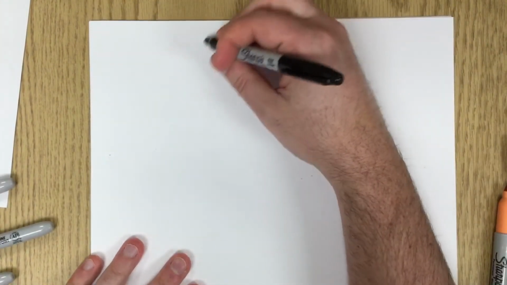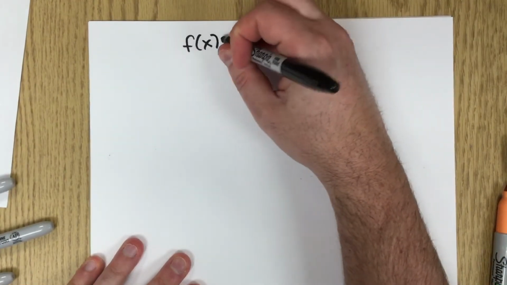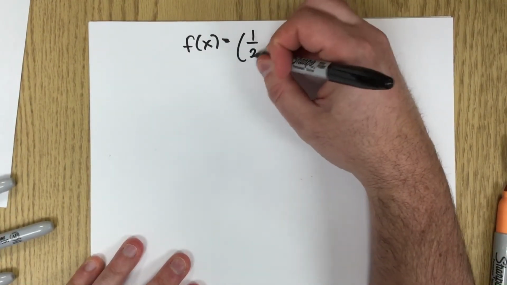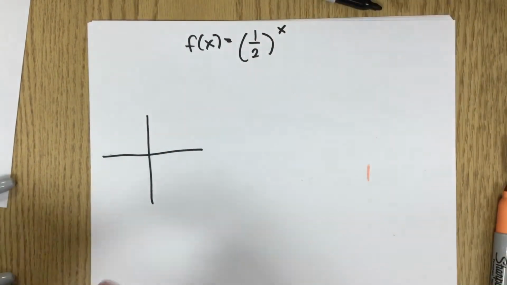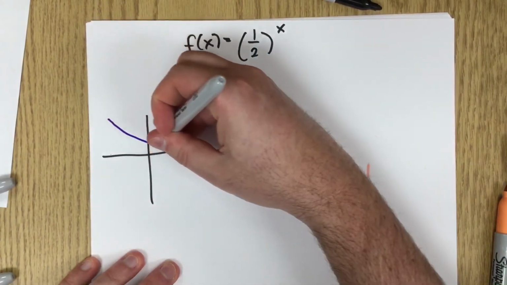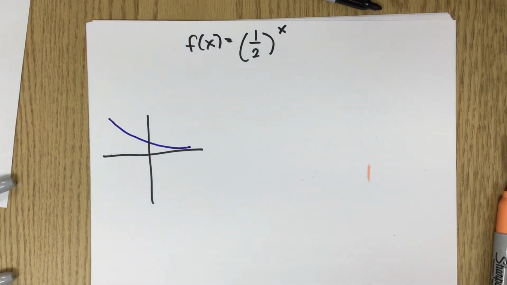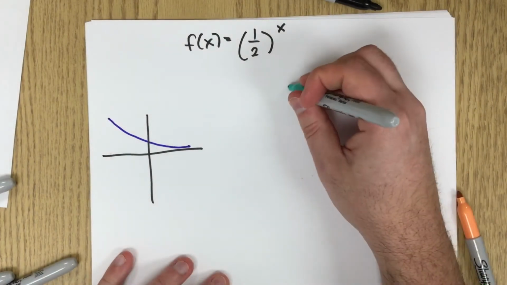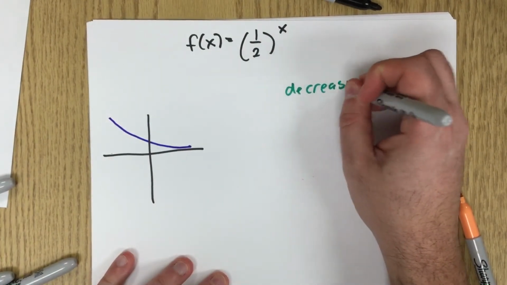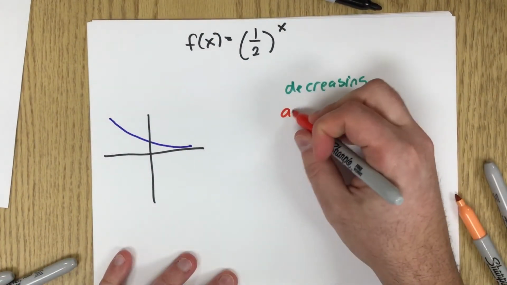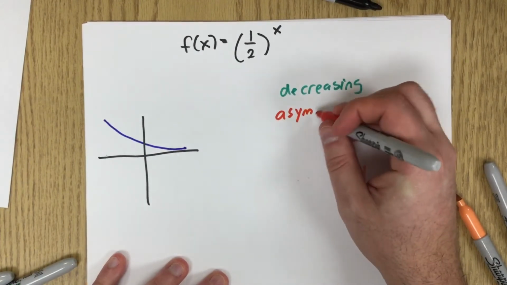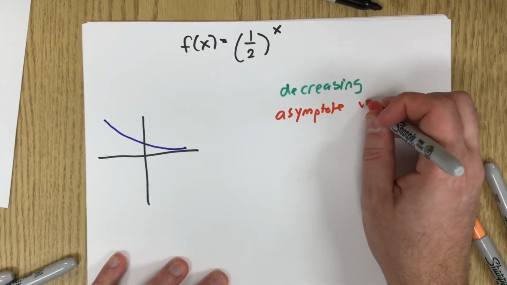Okay. Let's do the same things for the other major base graph, f of x equals 1/2 to the x. As we saw, that kind of looks something like this. So it is decreasing. The asymptote is y equals 0.